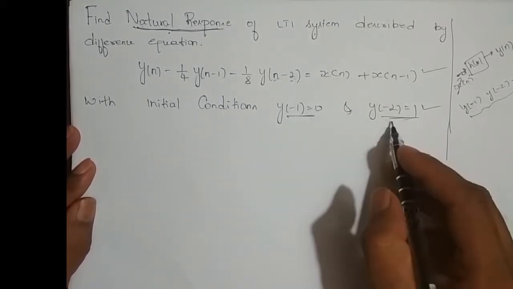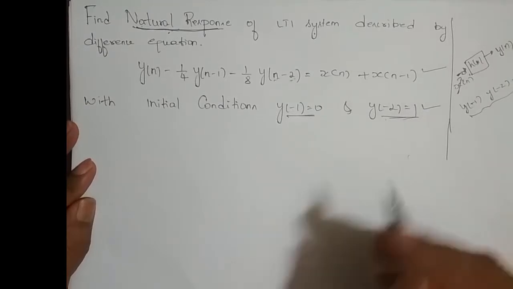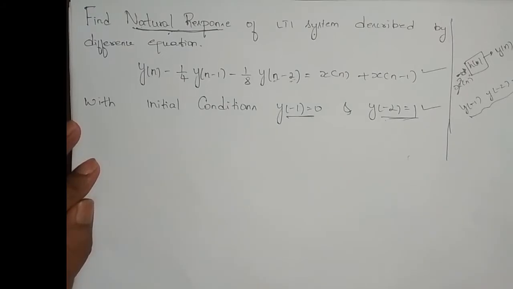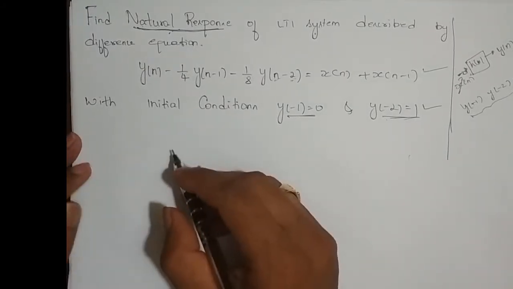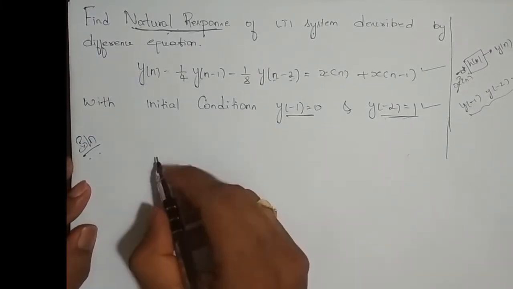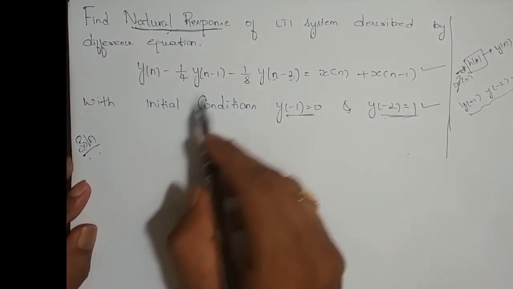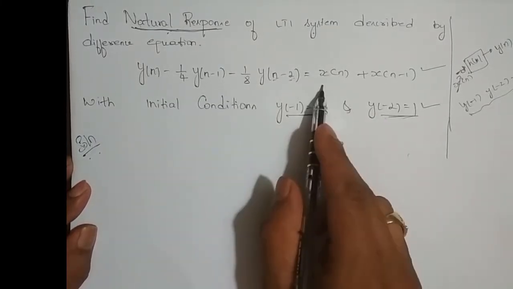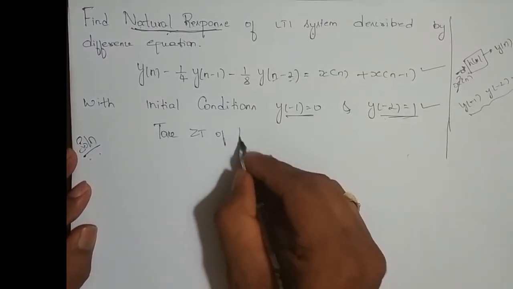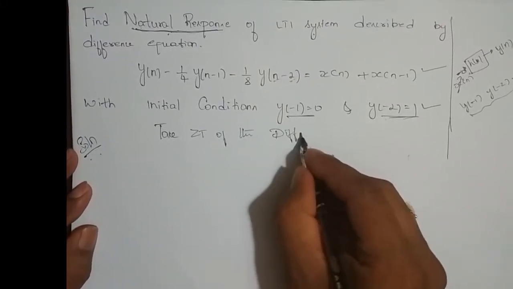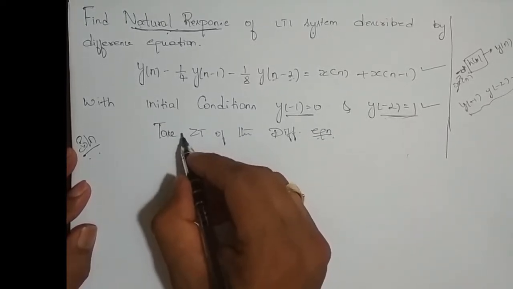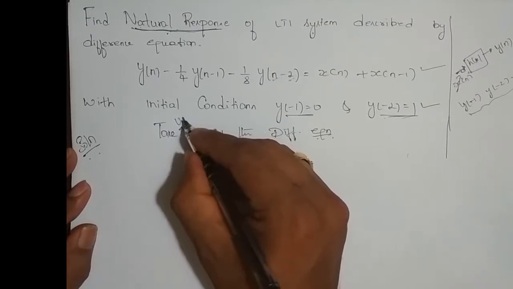Once again, since the initial conditions are given, what kind of Z transform do I have to take, unilateral or bilateral? Yes, I have to take the unilateral Z transform. So we'll try to solve it. Solution: first, we take the Z transform of the difference equation, and since the initial conditions are given, I have to take the unilateral Z transform.